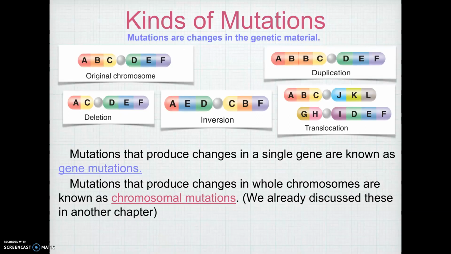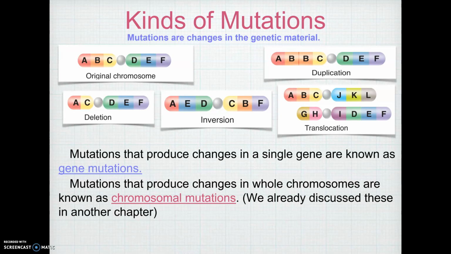Now, we've talked already about chromosomal mutations. This was discussed in another chapter, where an entire section of a chromosome is missing, that's called a deletion. Or if a part is copied twice, that's called a duplication. So you're not going to be tested on chromosomal mutations in this chapter. We're going to focus only on gene mutations, a small mutation that only affects a single gene.